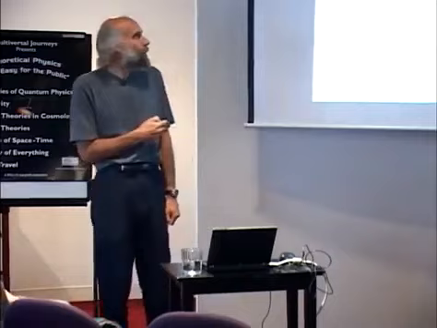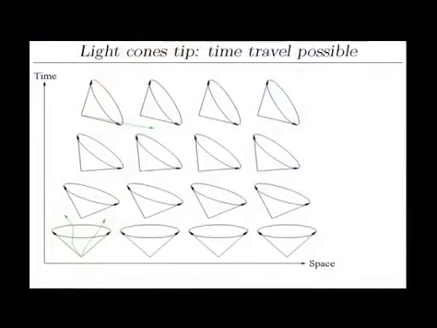And one of the things that happens in this change is that these light cones can change. They can point in different directions, and since they mark out the places of space-time that you can go from the places that you can't go, you can travel to parts of space-time that you couldn't otherwise reach. Once again, we're not talking about engineering, we're talking about what the physical laws will allow.